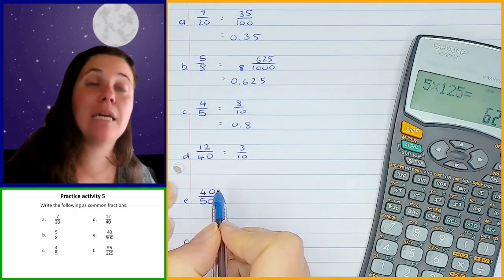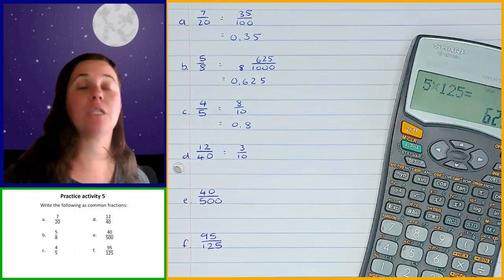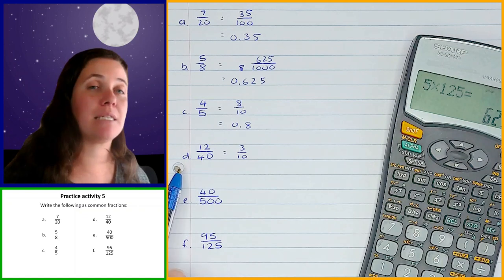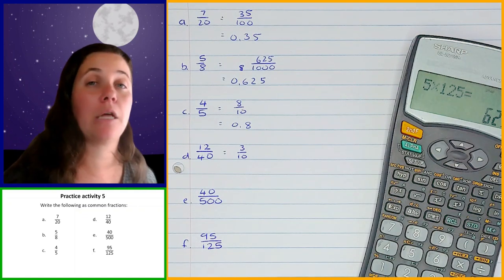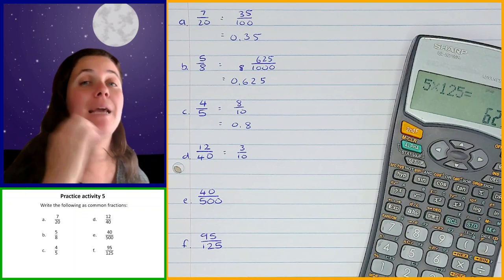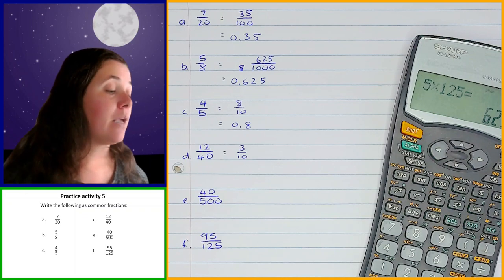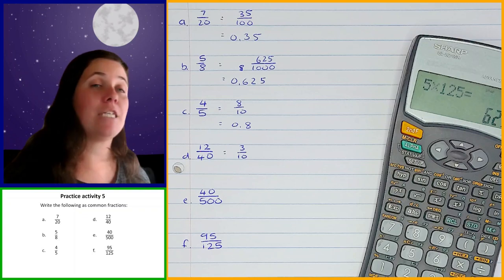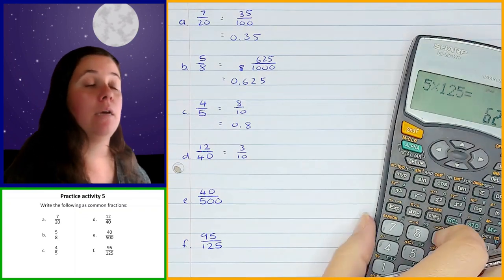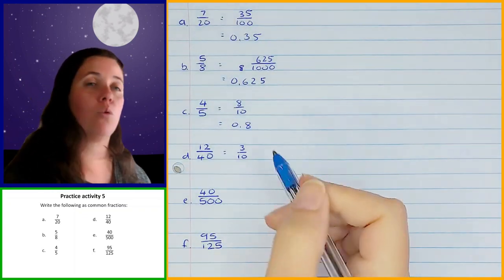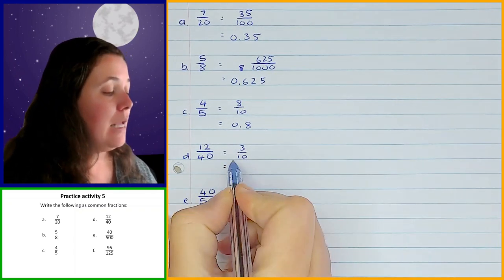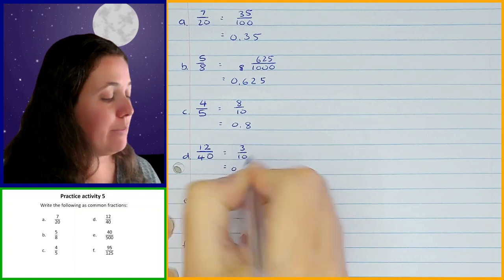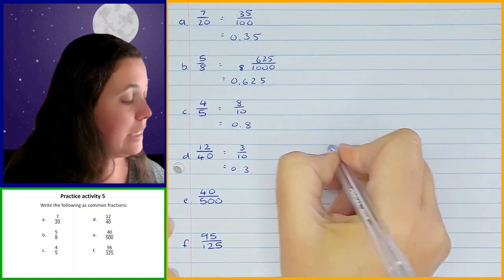Now, if you didn't realize that, if you thought you had to multiply and you multiplied by something and you couldn't get 100, then if you multiplied by something to get 1,000, you would have ended up with 300 over 1,000. That will work, okay? It's just going to mean you're going to have extra zeros that you mustn't worry about writing down. Okay, so I've got 3 over 10. This is 0,3. But as I said, you could have done this like this.